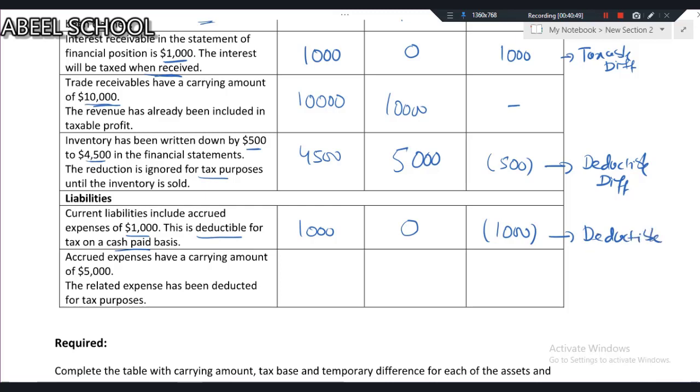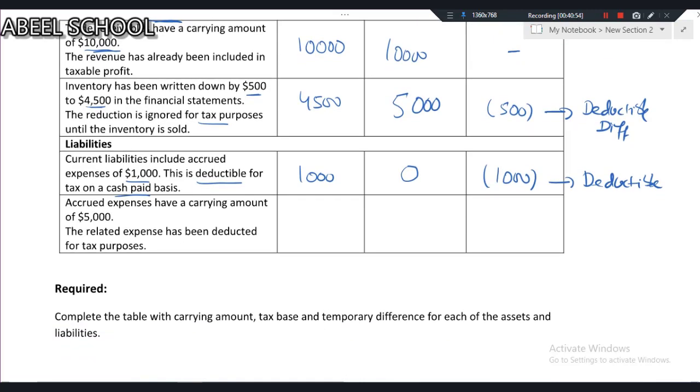Don't go for the mathematics. Otherwise, mathematically, you might be thinking 1000 minus 0 should be 1000. Why negative? Just to differentiate deductible from taxable, I'm showing deductible with the bracket. So that is a deductible difference because it is a liability.